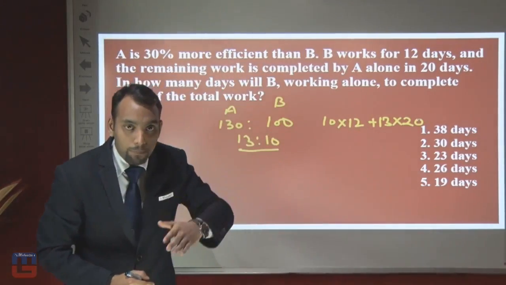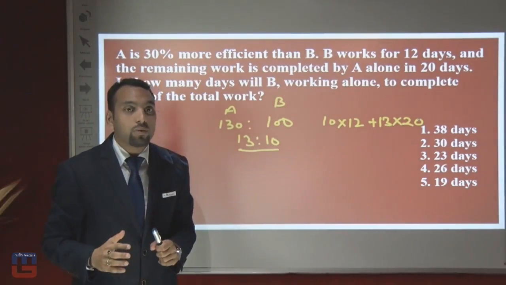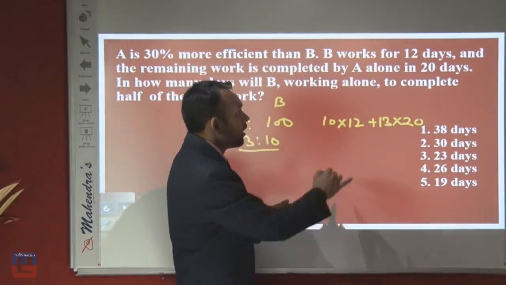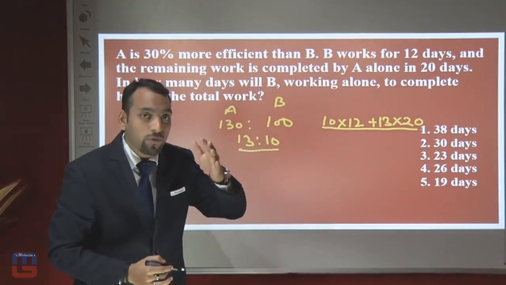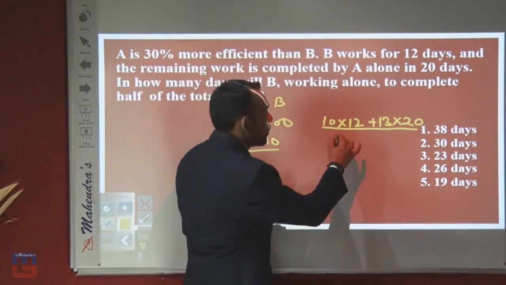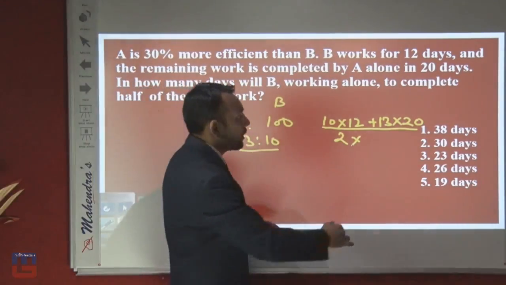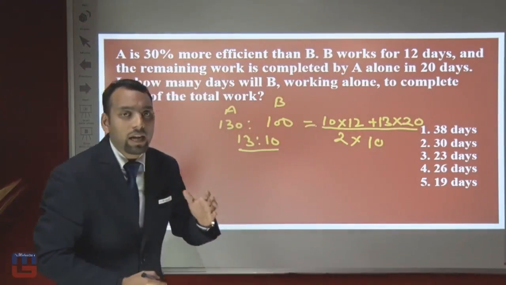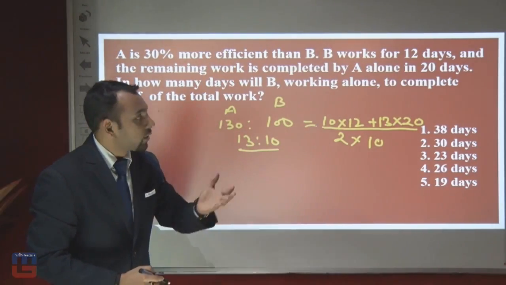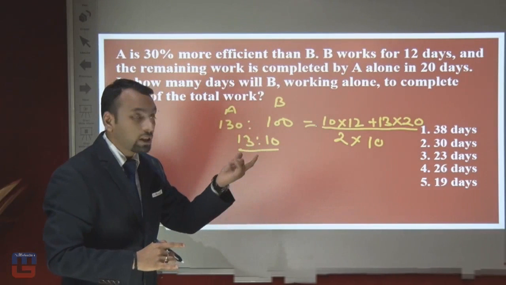Now this is the complete work, and what we have to find is in how many days B, working alone, will complete half of the work. You can see here the complete work is this, and we have to find the days of B, and he has to do half of the work, so divide by 2, and to find the days of B, the efficiency is 10, so divide by 10. So directly you can calculate this question. There is no need to assume X or Y. Directly you can solve.